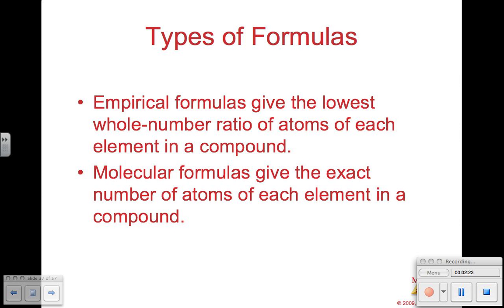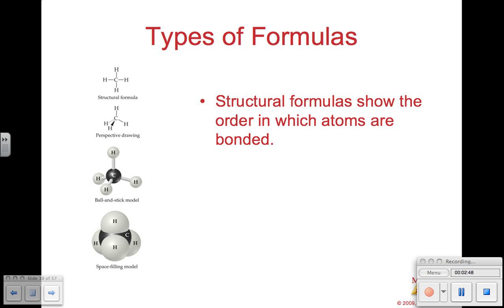So if you think of sugar, or let's think of glucose, which is C6H12O6. Okay, so that is the molecular formula. If we were to write the empirical formula for glucose, we would write it as CH2O, because if we simplify all of the subscripts for glucose, C6H12O6, by dividing all the subscripts by 6, it simplifies to a 1 to 2 to 1 ratio.